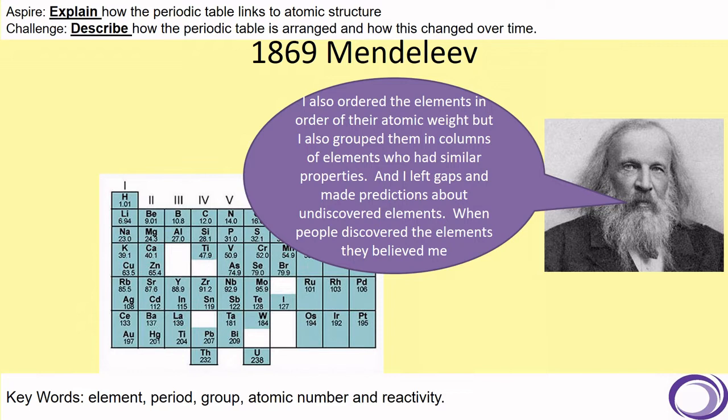So the fundamental difference with Mendeleev's periodic table is that he was taking into account that actually we may not know all of these elements yet, but that also led to some people not acknowledging his work.